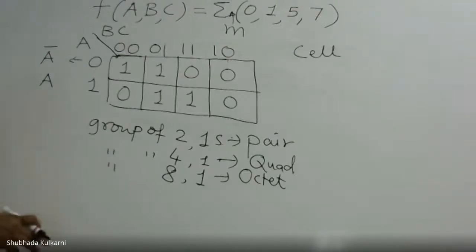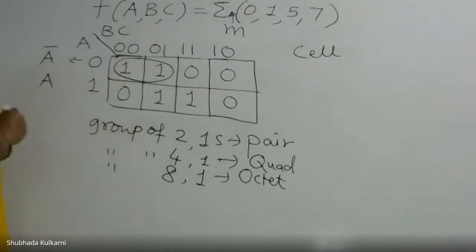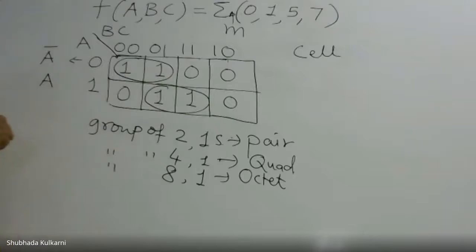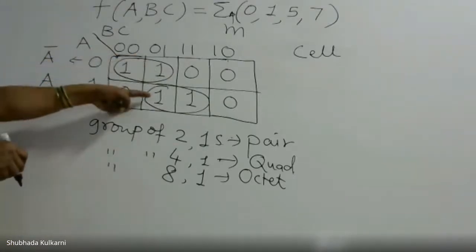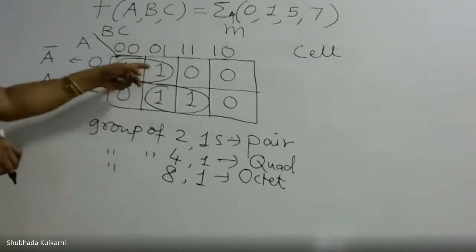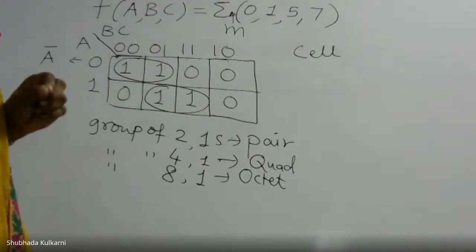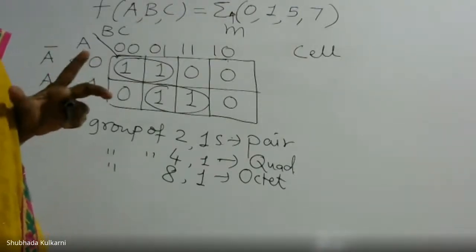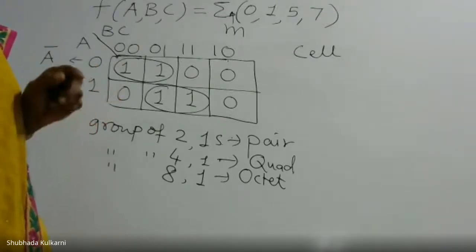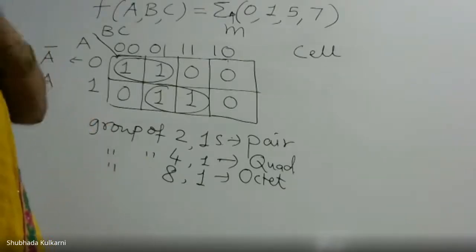Now, what is the option left? Pair. So these 2 ones will form one pair. These 2 ones will form another pair. Now, if somebody feels that even these 2 ones can form a pair, yes, it is true. But it's overlapping. These ones are already covered. Because our basic aim is minimization of the Boolean function, we should cover all ones in groups, so that no single one is left, but at the same time there should not be overlapping extra groups.